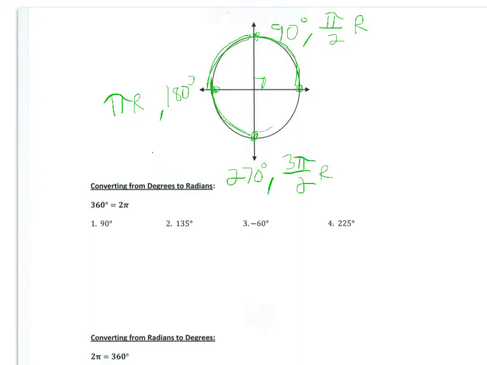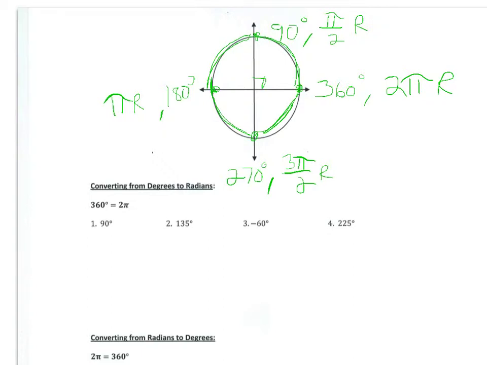Then if I go another 90 degrees, I've gone full circle, one revolution. That's 360 degrees, and on the unit circle the circumference is 2 pi, so we say 2 pi radians. So that's what we should know. It's very easy to go from intercept to intercept. You just keep adding 90 degrees, which is the same as pi over 2 radians.